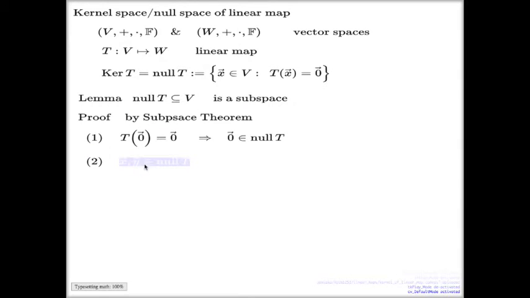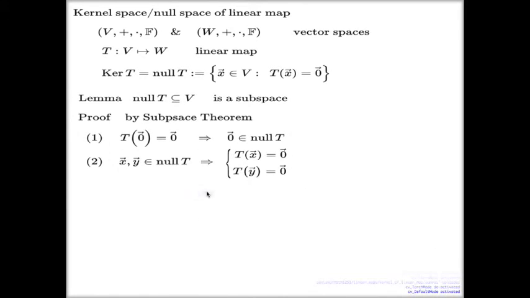Second requirement: if I start off with two elements of my null space, I need to convince everyone that if I add them up, the result will be in the null space. So here's my argument. First I interpret what it means to be in a null space. It means that T of x is 0 and T of y is 0 combined. This is my interpretation of two elements being in a null space.